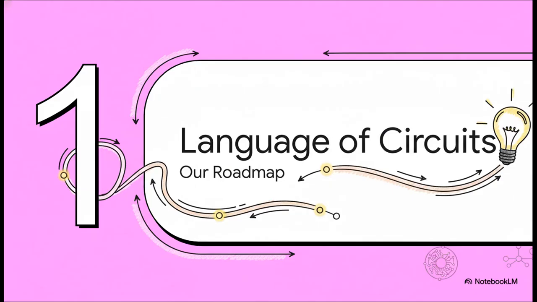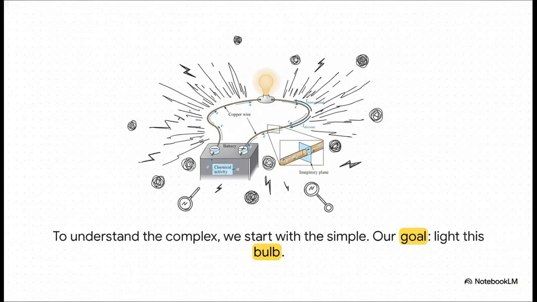All right, let's start at the beginning. To really get a handle on the complex stuff, we have to start with a simple goal. And this is it, this simple little setup, a battery, some wires, a light bulb. This is going to be our guide for everything. Seriously, all the fundamentals of electricity are happening right here in this little loop. Our mission, if you will, is to figure out exactly why that bulb lights up.